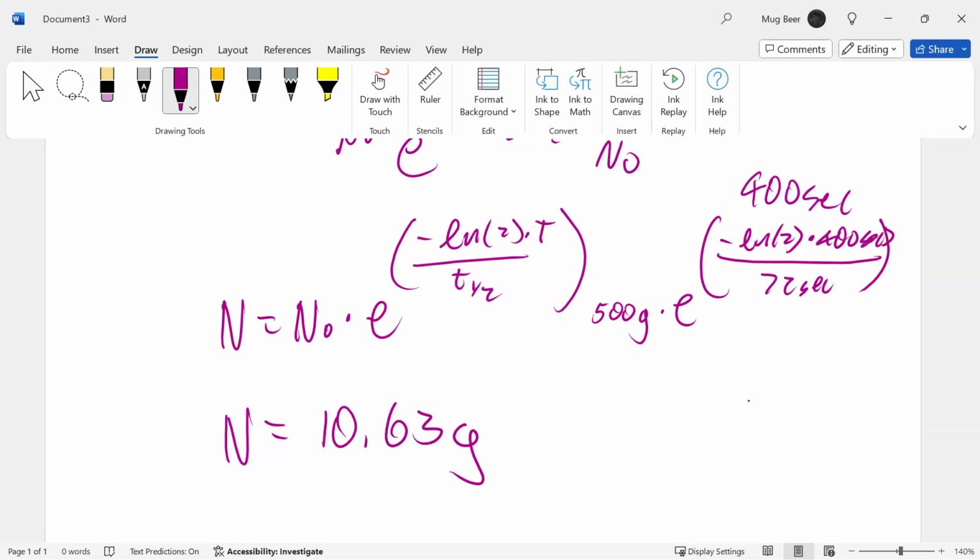That makes sense because we had just calculated that 10 grams took 406.4 seconds. So if I only waited 400 seconds, I've got 10.63 grams. You okay with that? I'll give you a chance to do that on the homework. Anybody have any calculator issues?